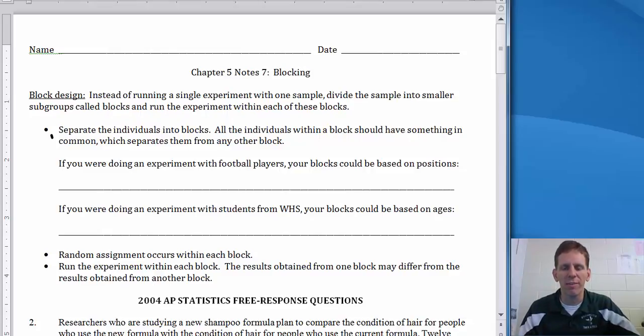This is Chapter 5, Note 7 on blocking. Today we're going to talk about block design. We'll look at some AP problems dealing with blocking.